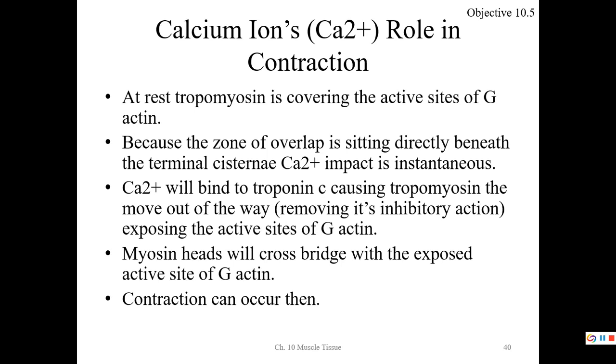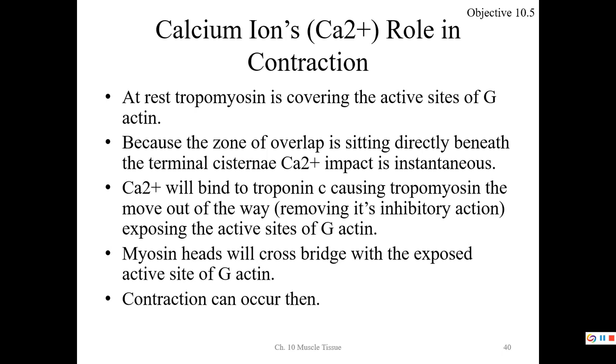Okay. Now, the zone of overlap is right beneath the terminal cisternae. So when calcium dumps out, it goes right to the zone of overlap and immediately causes a contraction. What happens is mama calcium comes out and she gets a hold of daddy. She goes to troponin C, and tropomyosin moves out of the way. And what happens is troponin-tropomyosin complex is no longer inhibiting myosin and actin. So now the active site is exposed. Myosin will then bind to the cross bridge. It will cross bridge. Myosin will bind to the active site of G-actin, and then a muscle contraction can occur.